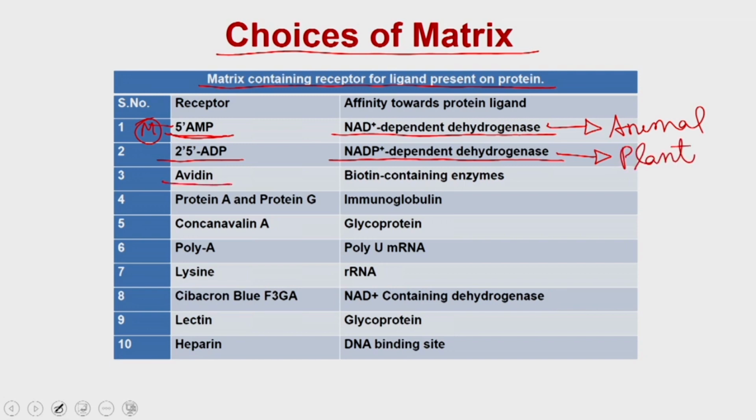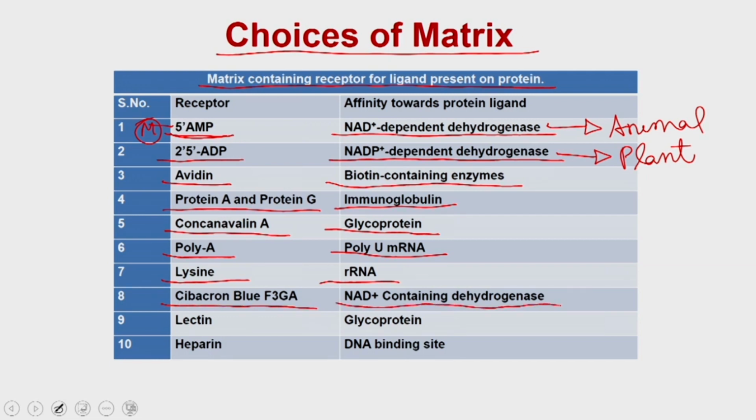Then you have avidin. Avidin has an affinity for biotin. Then we have protein A and protein G, which have affinity for IgG. Then we have concanavalin A, which has an affinity for glycoproteins. Then we have poly A, which has affinity for poly U. Then we have lysine, which has affinity for ribosomal RNA. Then we have Cibacron blue F3GA, which has an affinity for NAD plus containing dehydrogenases.